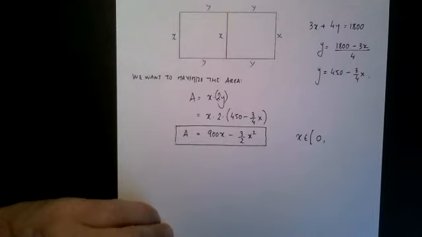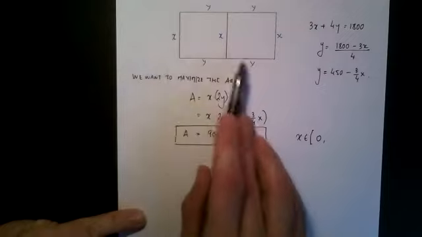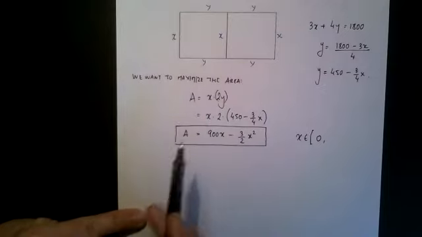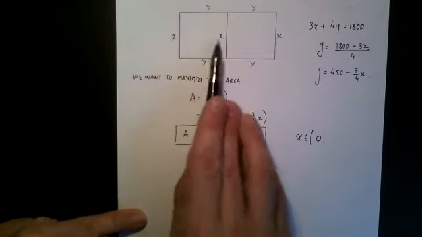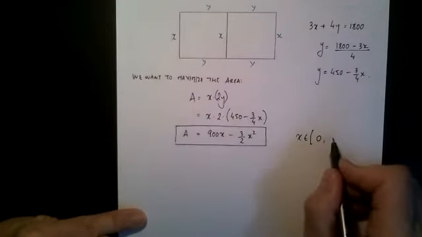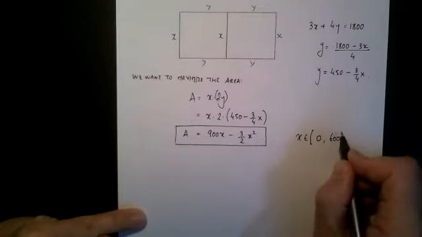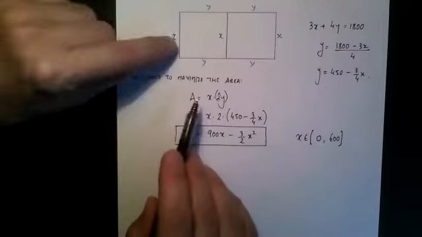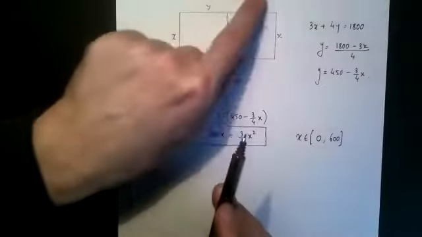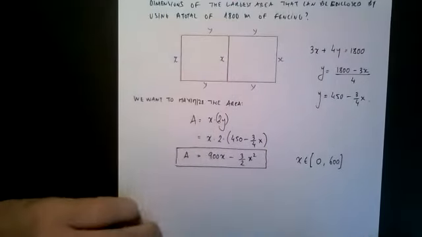1,800. No, you can't. If it's 1,800 here, 1,800, 1,800, you have 5,400 of fencing. You only have 1,800 maximum of total fencing. So each one will be how much? 600. X cannot be more than 600. If x is a little more than 600, then we're going to use more than the 1,800 meters of fencing that we had.